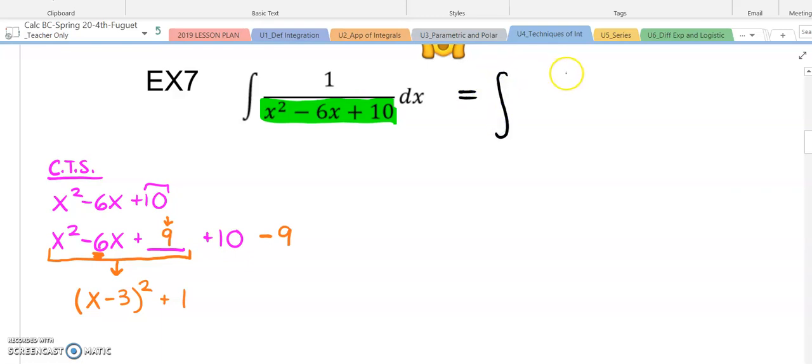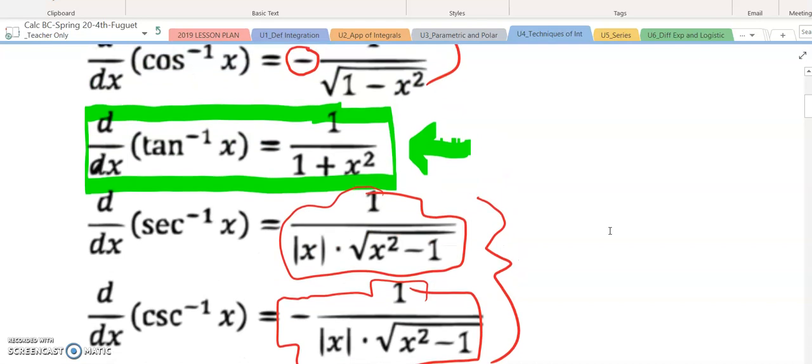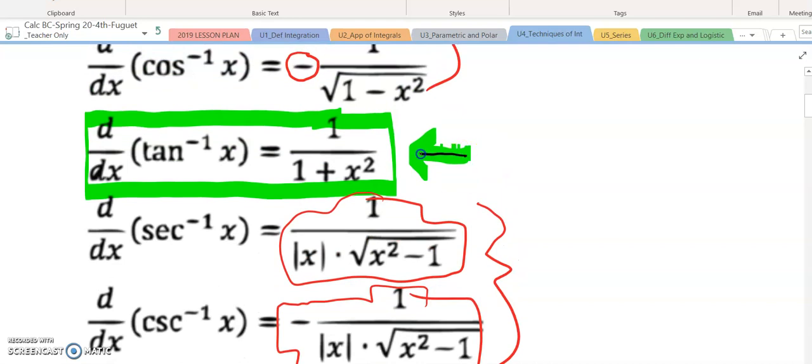So we have now the new integral is going to be 1 over x minus 3 squared plus 1 dx. Now this has now allowed us to turn it into a form that looks very similar to the derivative of arctangent.